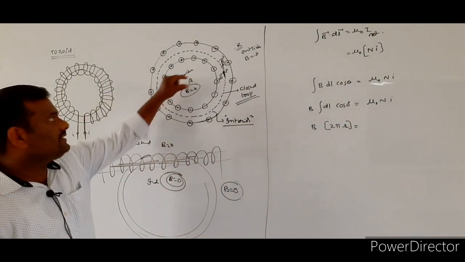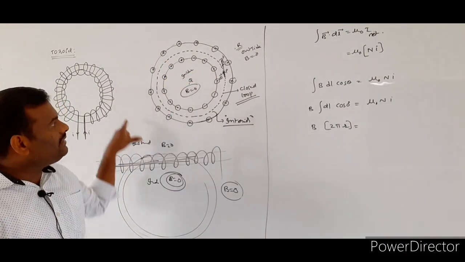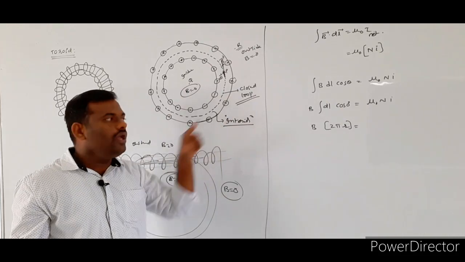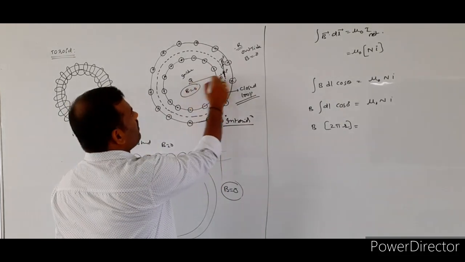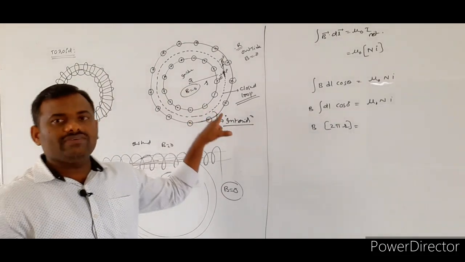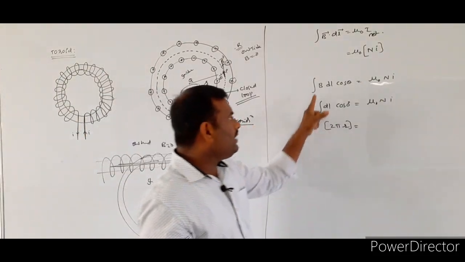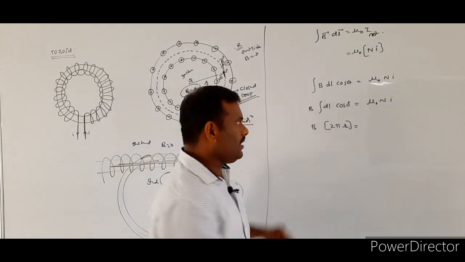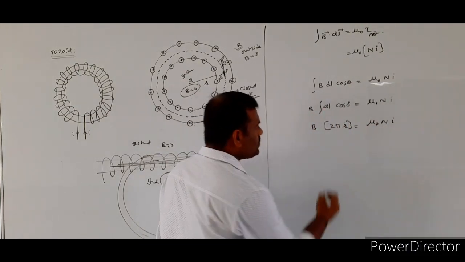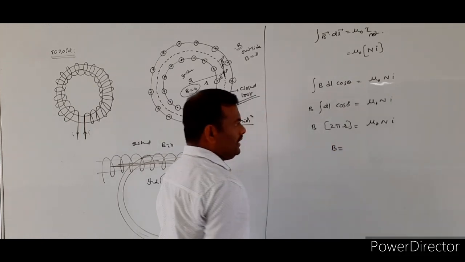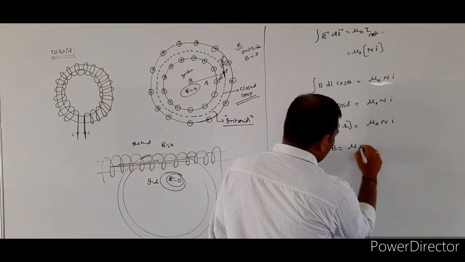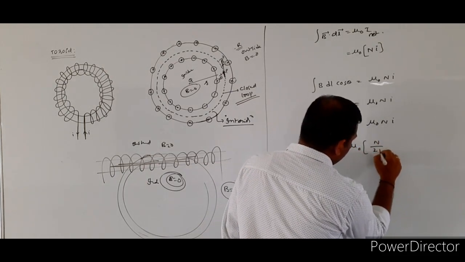dl is a small length, so integral dl means the circumference of the closed path, because it is in the form of a circle. If its radius is small r, integral dl is equal to 2 pi r, and the right side remains mu naught N I. I want to calculate B only. B is equal to mu naught N by 2 pi r into I.